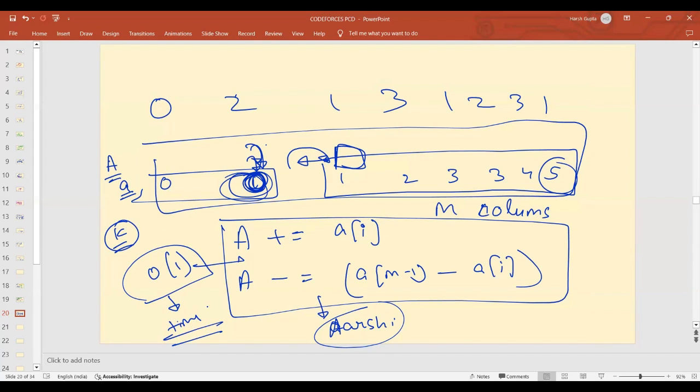Is the logic clear? So let me jump on to the code.